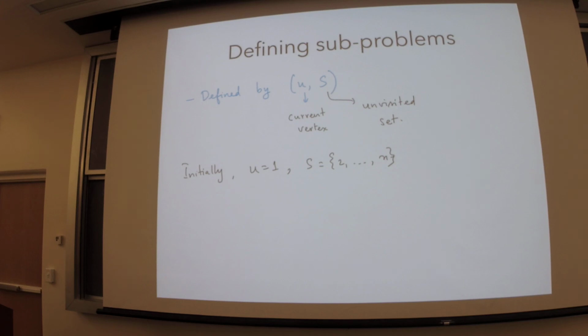That's the whole goal. So we already said that the subproblem is defined by one U and a subset of vertices S. So how many U's are there and how many subsets of vertices are there? The first part is easy. There are n candidates for U at most. The number of candidates for U is exactly n.